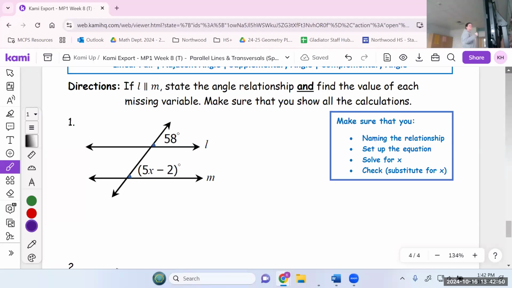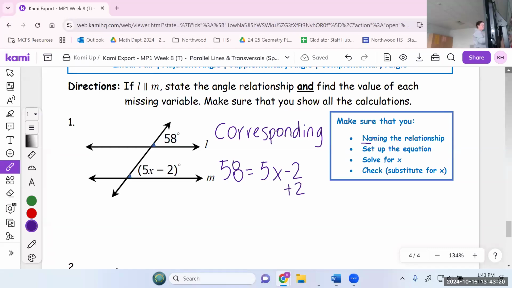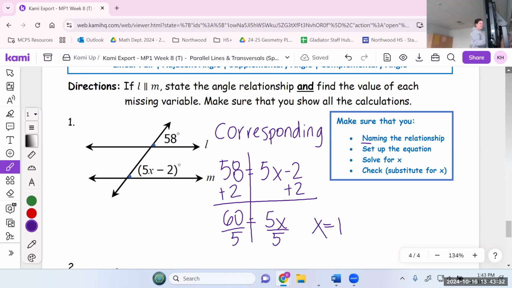All right. These two, they're in the same spot. They're in the matching locations, right? So to name the relationship, these are corresponding. Okay? Corresponding angles are congruent. So I'm going to set these two equal to each other, right? We know that 58 is going to equal 5x minus 2. So if we add 2 on both sides, we have 5x equal to 60. When we divide by 5, x is 12.